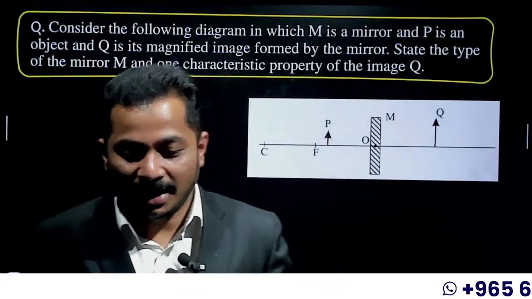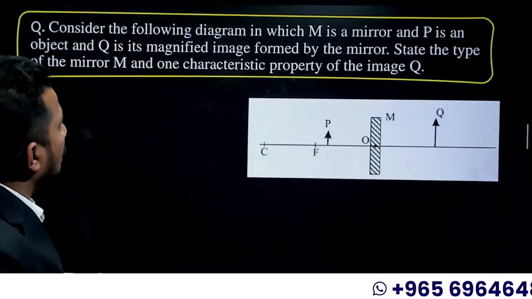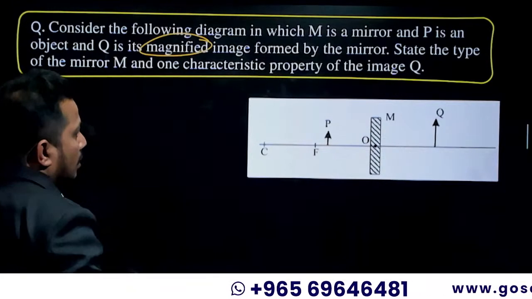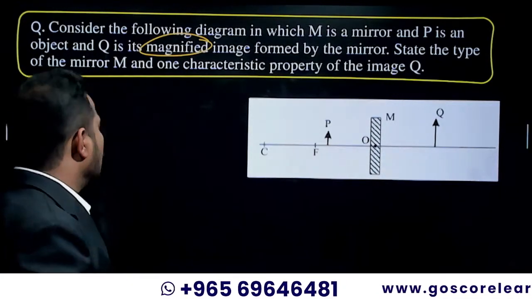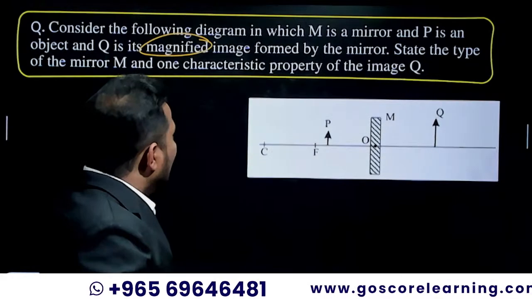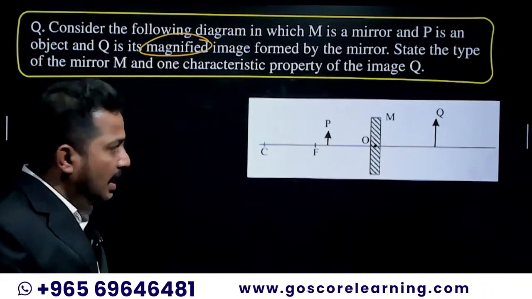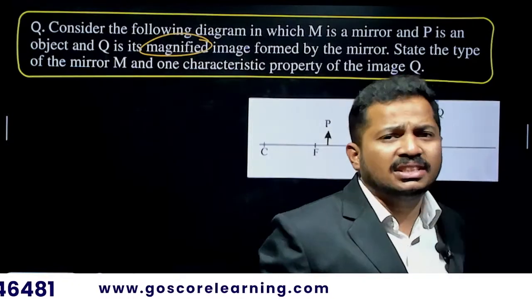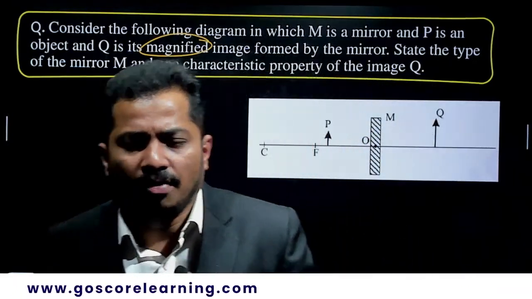Okay, so characteristic property we can write. So already it is magnified, enlarged. That property is given. So other than that, we should mention whether it is a real or virtual image. M is a mirror which is given, right? Here Q is the image formed, so Q is enlarged. So no need to think furthermore.